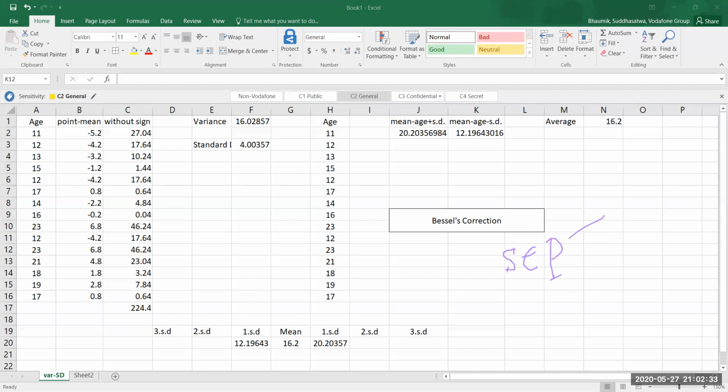So when I'm calculating the variance for the population, I'm going to divide my sum of squares by n. N is the number of items in the population. But to correct the bias or to handle the error which is introduced in the calculation of variance and standard deviation because of the way I have collected the sample, no, I was wrong.